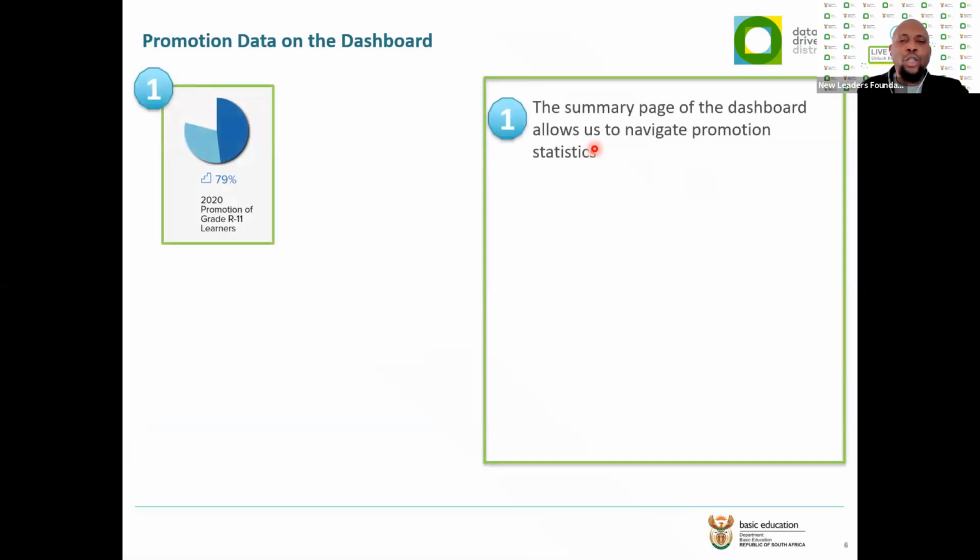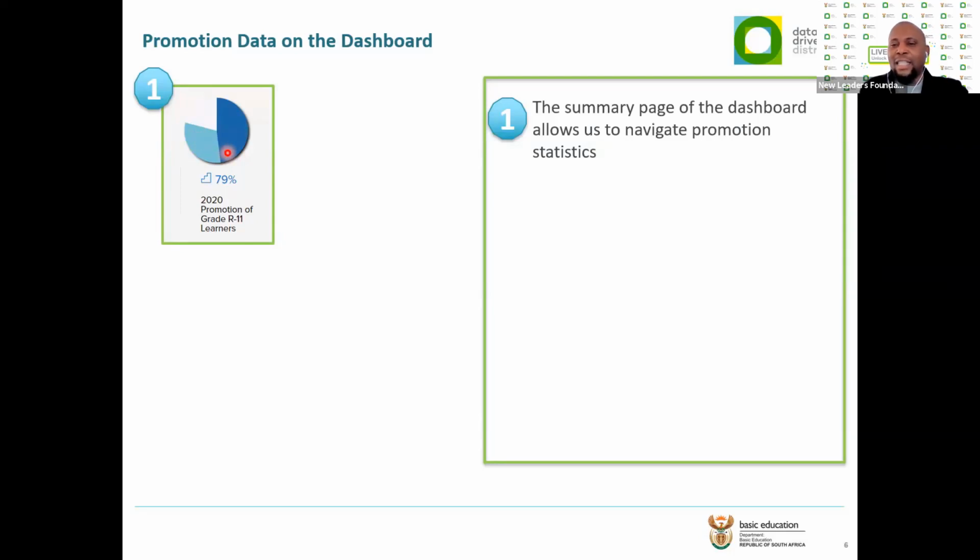So when you log on to your dashboard, the first thing we see, colleagues, is the summary page. And one of the pie charts speaks to the promotion statistics. That's what we see here. And please observe the different color shades here. This color shade says something, and this color shade says something else. But we're actually going to see what it says.